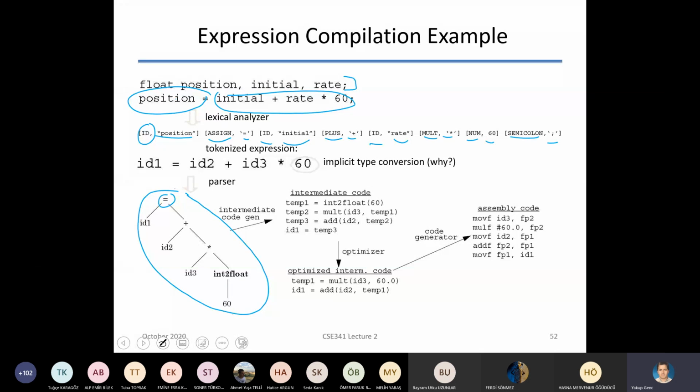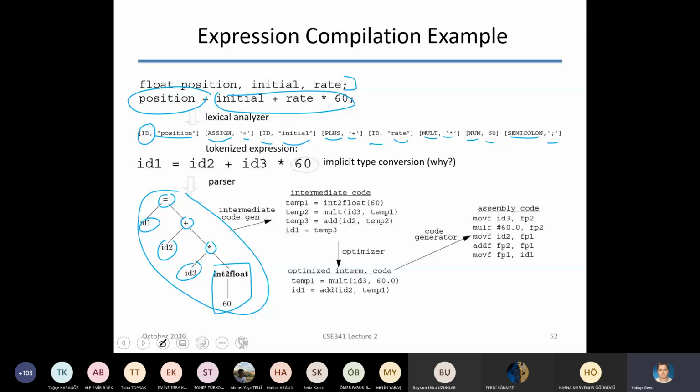So you have the ID1, and then you have the plus, ID2, you have the multiplication, ID3, and then here you have an integer to float number. So this is supposed to be there probably. If you have other typing mechanisms here, you may not have this one. And then what happens is that once this parse tree, or in this case this expression tree, is generated, you can easily go from this one to an intermediate code where you can put the meaning on top of this.